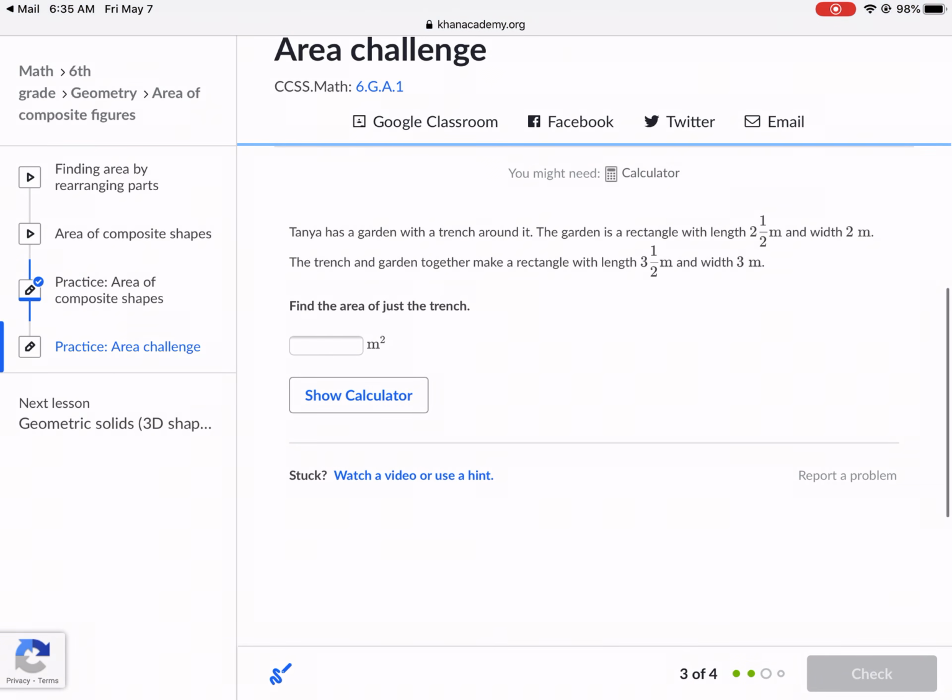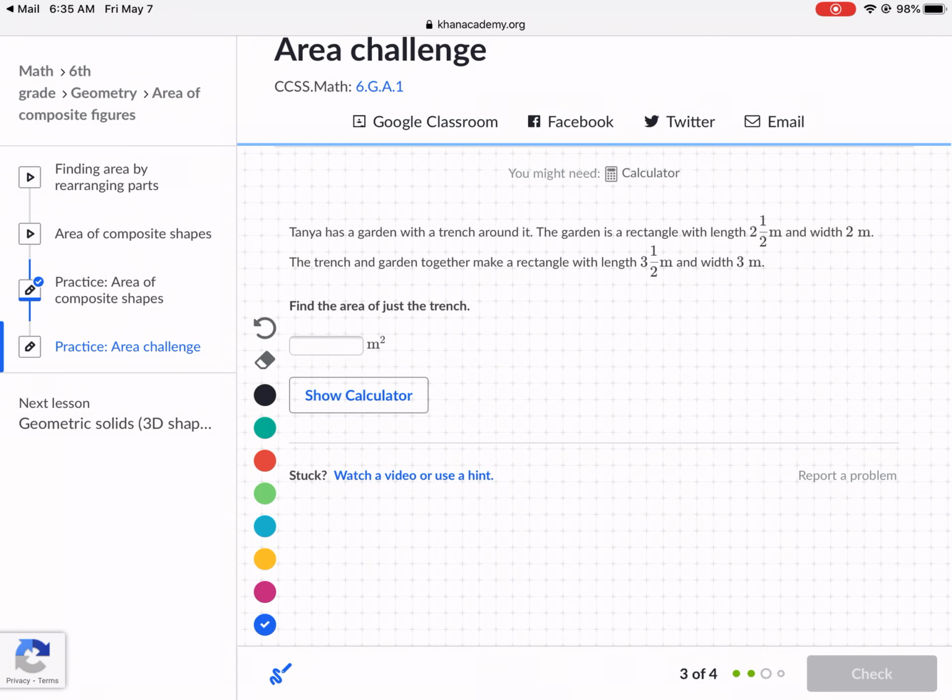Next question. All right, here we go. Next one. Tanya has a garden with a trench around it. The garden is rectangular with length 2.5 meters. All right, well, I'm going to start this.